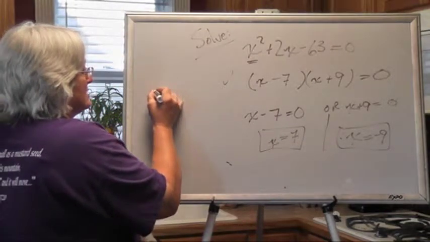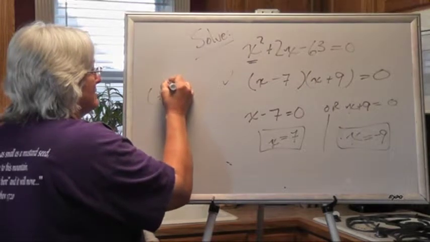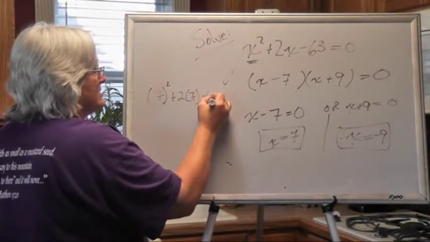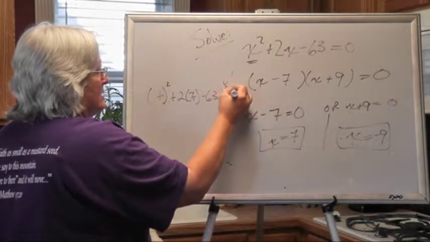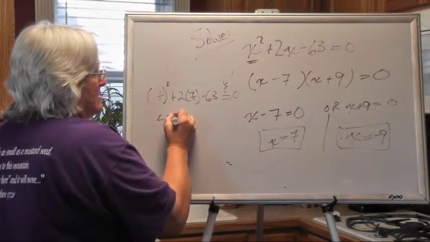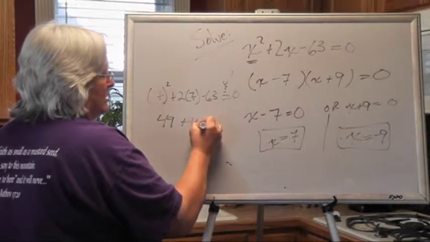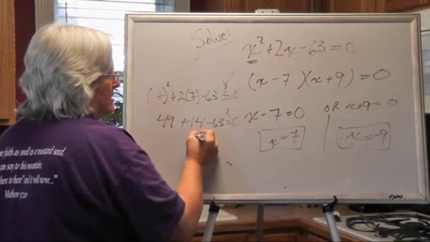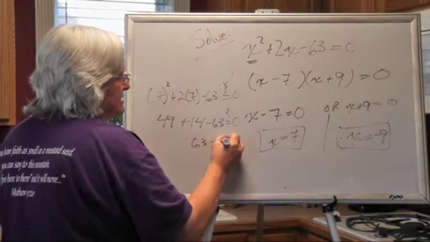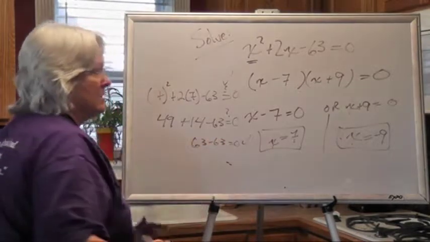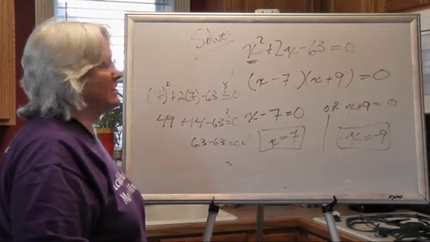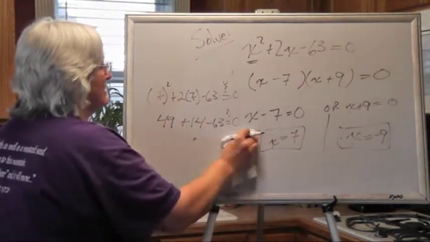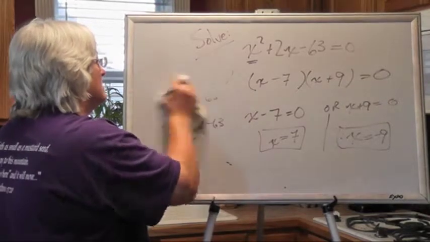So if x is 7, then we have 7 squared plus 2 times 7 minus 63. Is that equal to 0? 49 plus 14 minus 63. That's 63 minus 63. So of course, that's equal to 0. So this one works. What happens if we have negative 9 though?